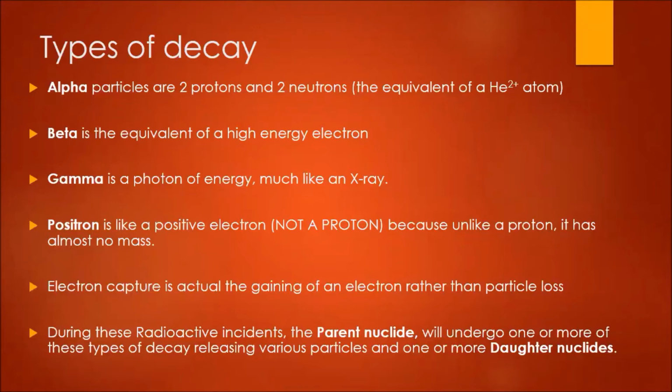So what happens when these things occur? The parent nuclide, which is our starting reagent, will undergo one or more types of decay, releasing these particles, but it will produce a new element, or at least a new isotope, which we're going to call the daughter nuclides. So it could fracture into several daughter nuclides and one of these particles, or it just produces one, like say alpha, and then whatever undergoes alpha decay from lead to mercury, for example.